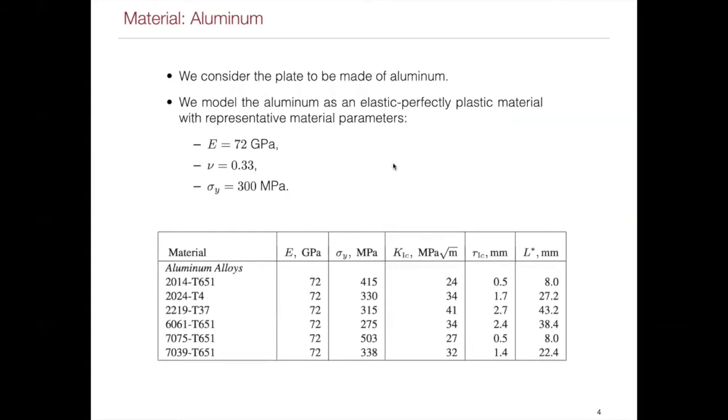So for the material of the plate, we're going to consider an aluminum type material. And we're going to treat it as a generic aluminum with elastic, perfectly plastic material properties. So we're going to use a Young's modulus of 72 gigapascals, a Poisson's ratio of 0.33, and an initial yield stress of 300 megapascals. Now in this table reproduced from the course text, you can see some representative values for different alloys of aluminum, where you can see that the stiffness of each of them is 72 gigapascals, so our number is spot on. And the yield stresses range from 275 for 6061 to 503 megapascals for 7075. So our value of 300 megapascals is on the lower end, but a reasonably representative value.